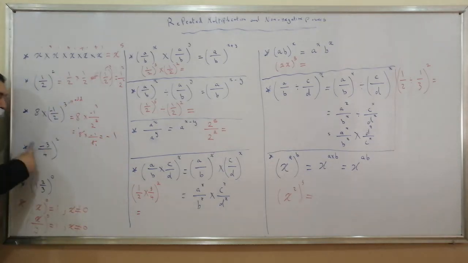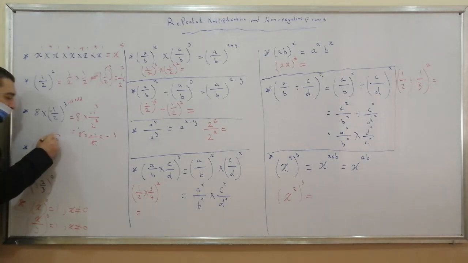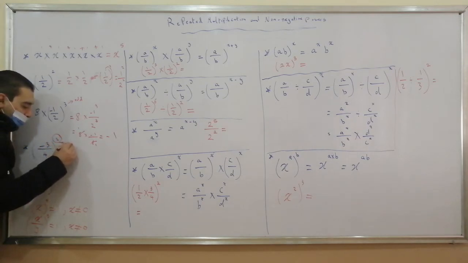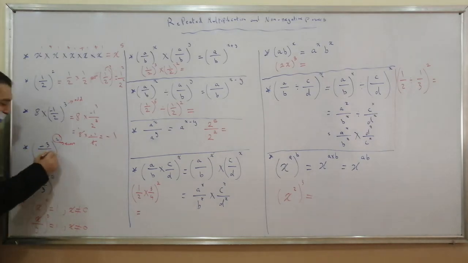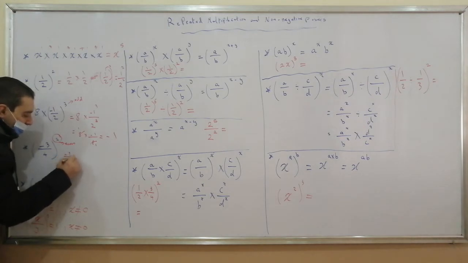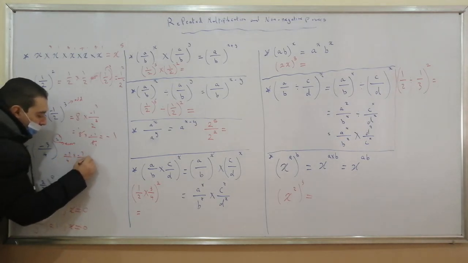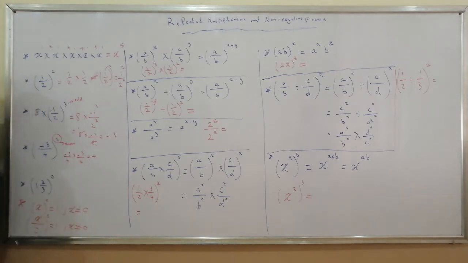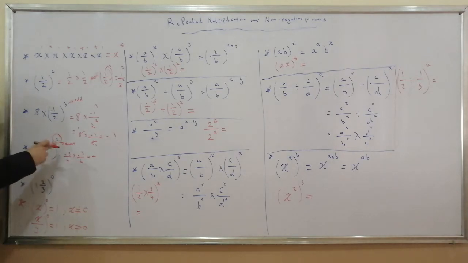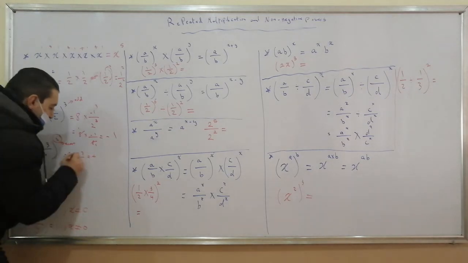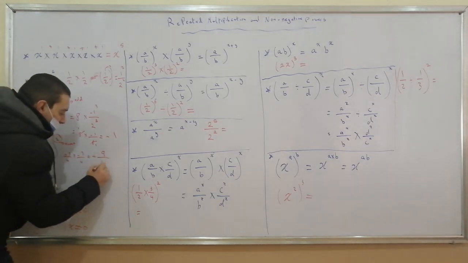Negative 3 over 4 all to the power of 2. Since this is an even integer number, we can delete the negative sign as if it doesn't exist, because negative 3 over 4 times negative 3 over 4 equals negative times negative equal positive. Then the answer is going to be positive. If the power is an even number, then we can delete the negative sign. This means 3 times 3, 9 over 16.